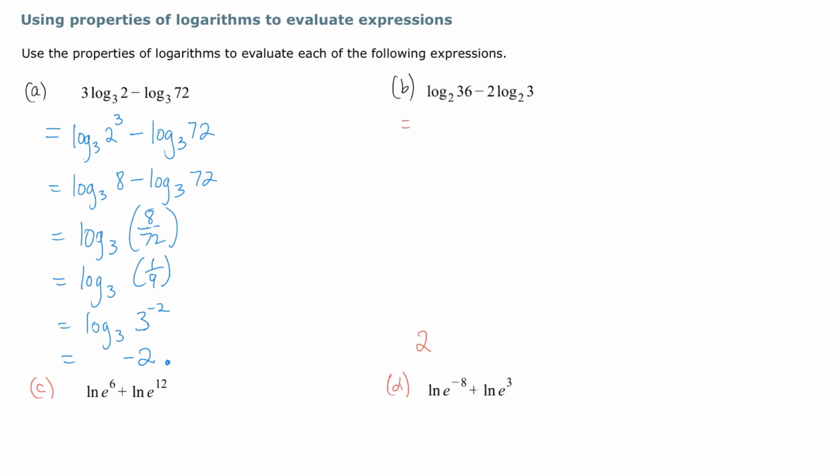Well, how can we rewrite log base 2 of 36? What should we do with this 2 in front of log base 2 of 3? We're going to move that up to be log base 2 of 3 squared. And of course, 3 squared is 9. So this is really log base 2 of 36 over 9, and that is log base 2 of 4. How are we going to rewrite 4? We're going to rewrite it as 2 to the second power, which of course is equal to this 2 right there.